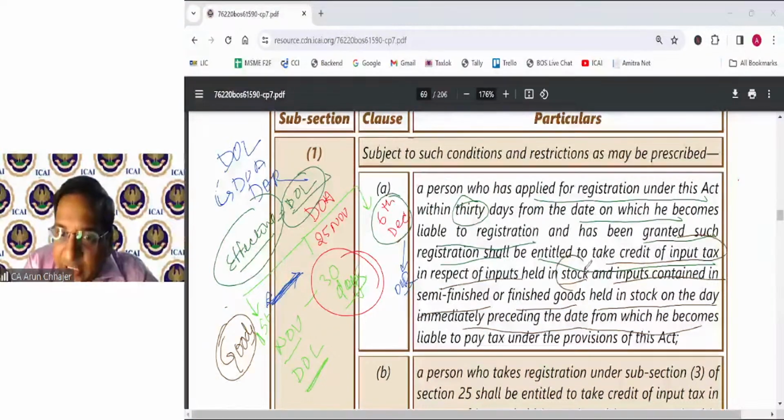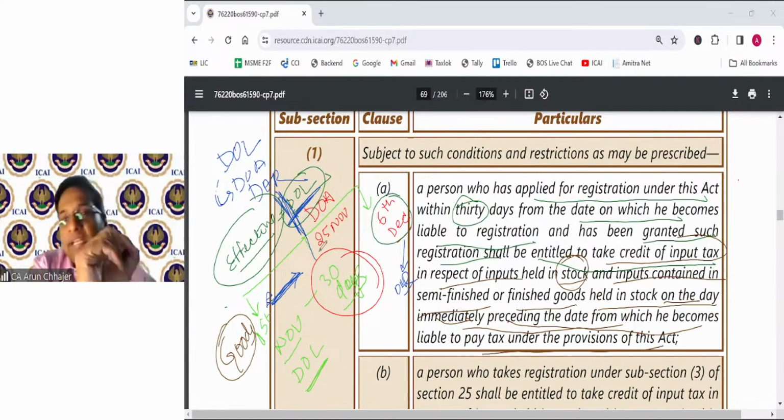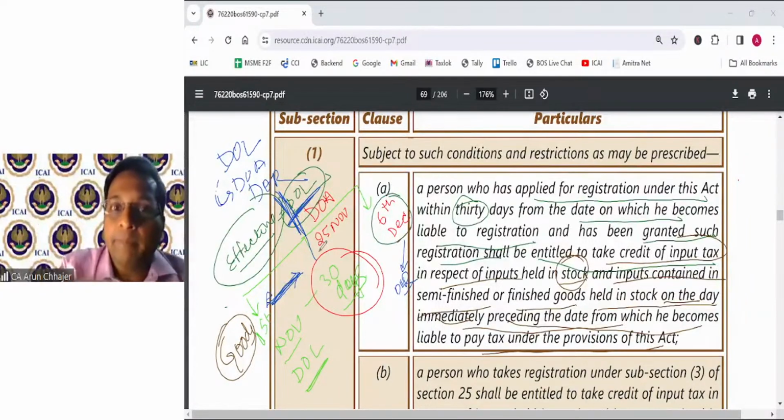He can take the ITC of the stock which is lying on the day, which day? Immediately preceding the date from which he becomes liable to pay. So the effective date of registration would be the date of liability. Whatever stock is there before the date of liability, he would be entitled to take the ITC. Correct? Let me repeat once again the entire provision.